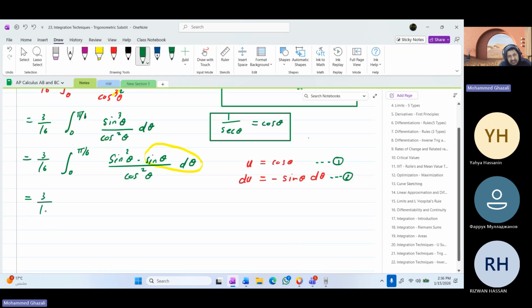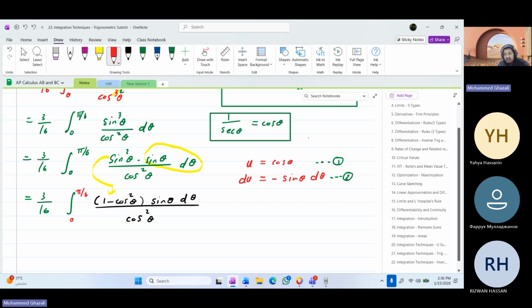That's 3 over 16 integral 0 to pi by 6. No, we can't say 0 to pi by 6. We are using u sub, right? We have to change the boundaries again. What is sine squared theta? That is 1 minus cosine squared theta, sine theta d theta over cosine squared theta. That's what I've written. I've just changed the sine squared into 1 minus cosine squared. And that is still 0 to pi by 6 because I did nothing to the integral.